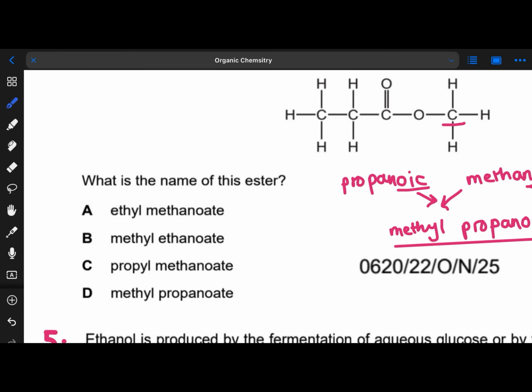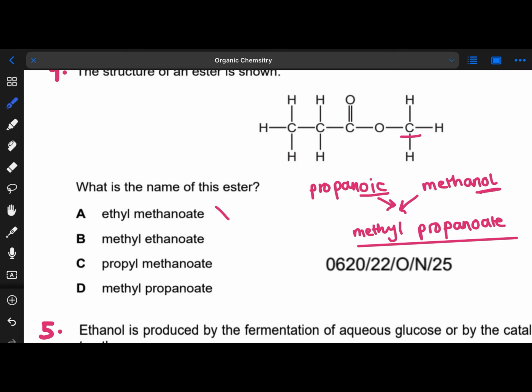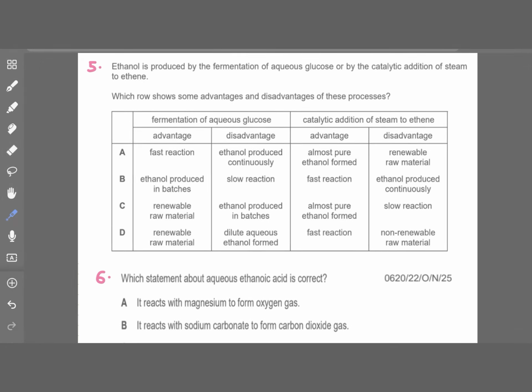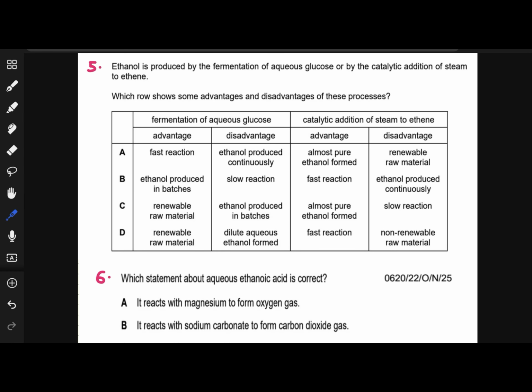The first option says that it's ethyl methanoate. No, that is wrong. The second option says that it's methyl ethanoate. No, that is wrong again. The third option says that it's propyl methanoate. That's wrong again. And the fourth option says that it's methyl propanoate. Yes, that is true. So our right answer here is D. Alright, so now let's solve question number 5.